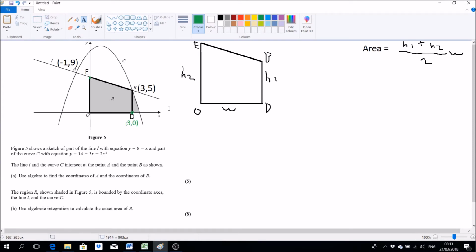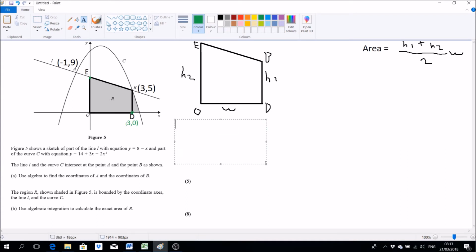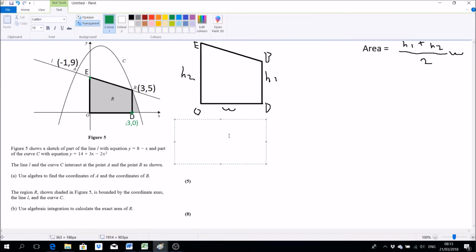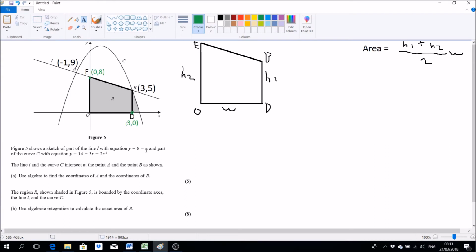Okay, so now we calculated the coordinates of D. What is the coordinates for E? So E will be (0, 8), I believe, because it's the y-intercept of L, and L has equation 8 minus x, meaning that if you set x equals 0, you should get y equals 8, because 8 minus 0 is simply 8.